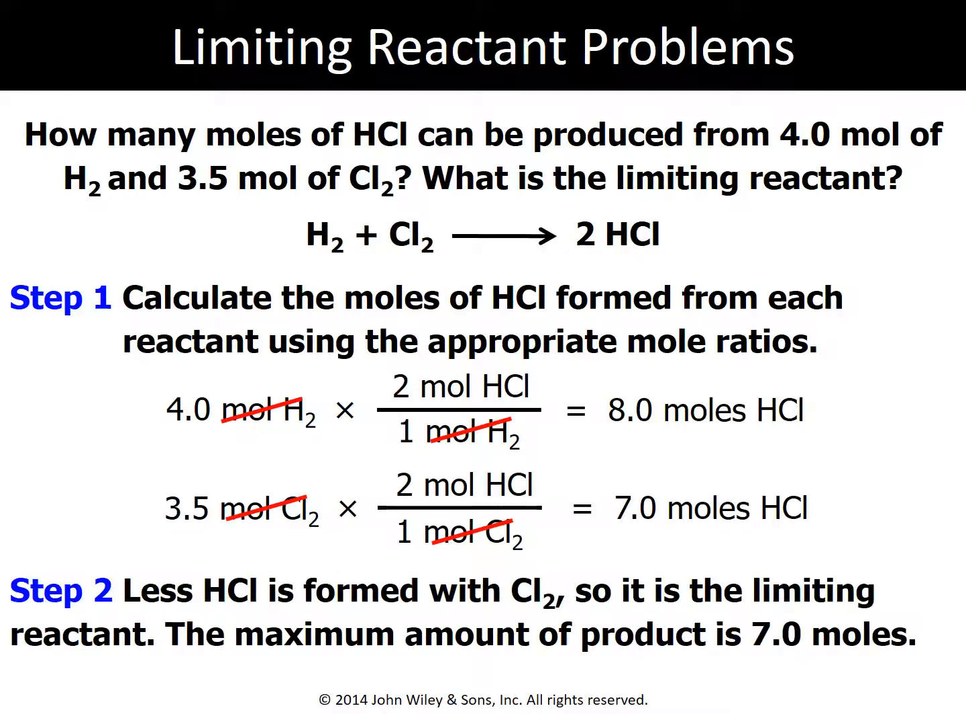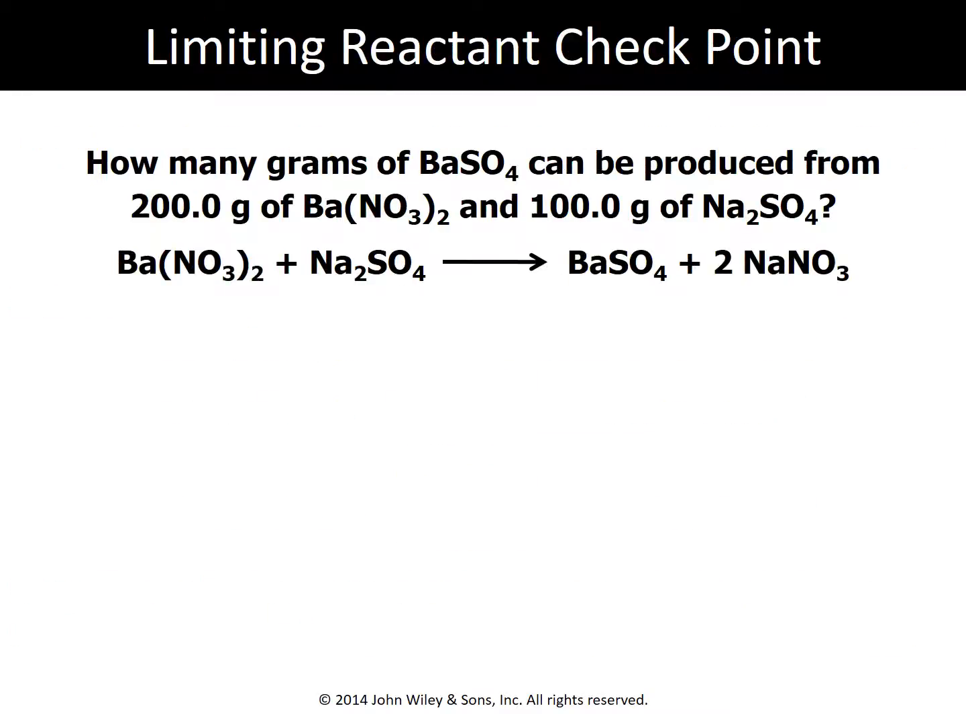In this case, we know less HCl is formed with our chlorine. We're going to run out of that first, so that is going to be our limiting reactant. This also means the maximum amount of HCl we can form is going to be 7 moles. Here's a checkpoint that you should work through. It's going to look the same as the last example, but here we're going to have some additional steps because we're starting in grams. Pause the video now.